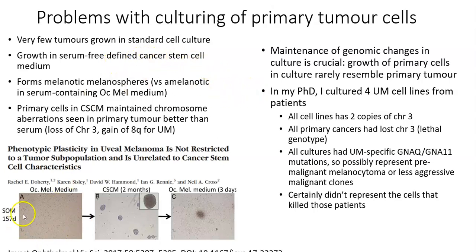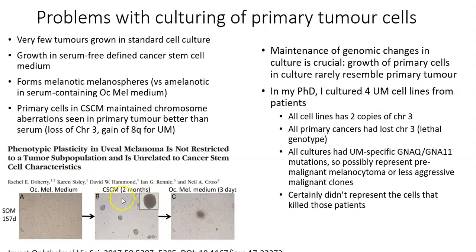And this is one study that we've done fairly recently, where we've taken some ocular melanoma cells, grown them in standard medium, and this is actually a cell line, but the principle still works with primary material. And in the cell line, the cells grow on plastic like this, fairly spread out. Put them into cancer stem cell medium for a couple of months, and they form these things called melanospheres.